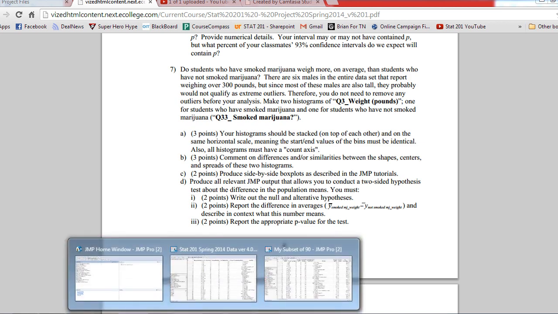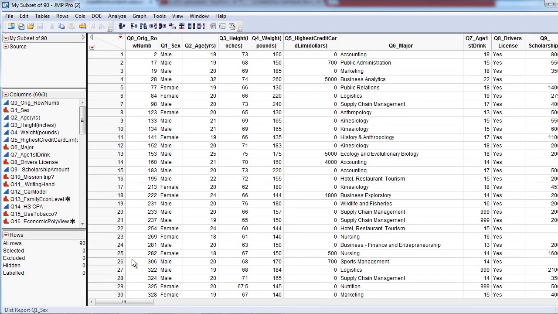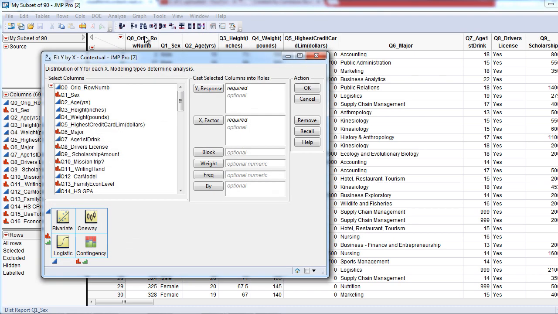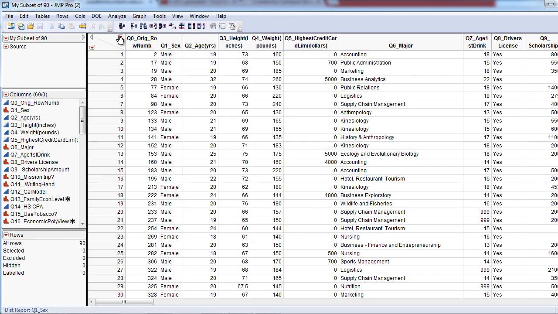So let's see here. I'm going to go to my subset of 90. Once again, I'm in the subset of 90. Nothing's excluded or hidden. So let's say I compare the weights of males and females. Is there a difference between males and females and their weights? I want to make stacked histograms right here.